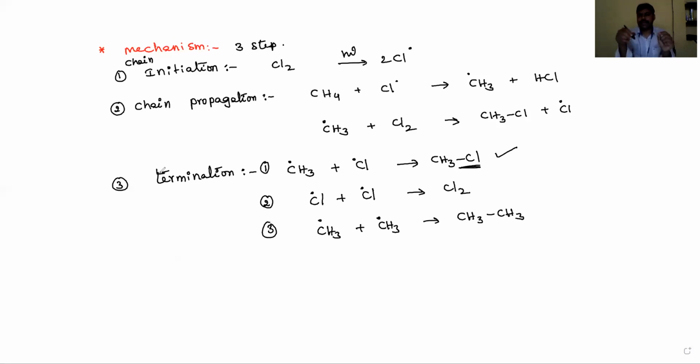This is the mechanism of free radical substitution reaction. Free radical substitution reactions of alkanes, that is called halogenation reaction, take place in three steps. One is initiation, the second one is propagation, the third one is termination, dear students.